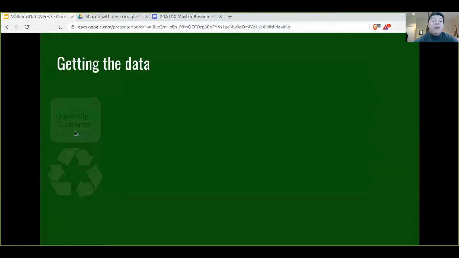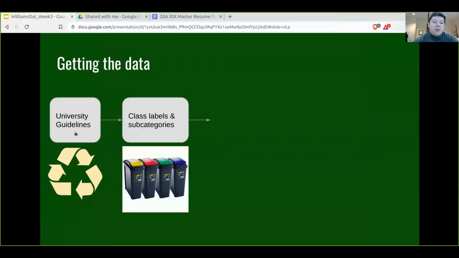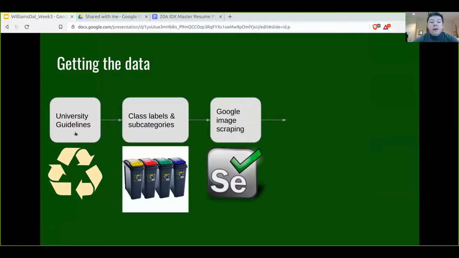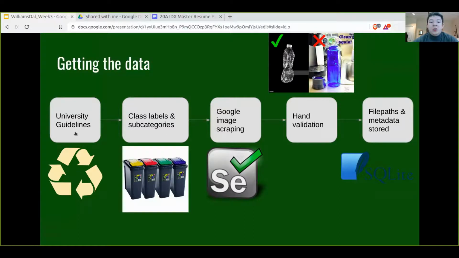To get to this point, university guidelines were obtained from their respective websites. Major classes, or streams, were then divided into subcategories. Google Images was scraped with subcategories as queries. The scraped images were hand-validated, removing noisy or incorrect images. The file paths of the valid images were then stored in a SQLite file with the relevant stream and subcategory. This resulted in 17,000 images belonging to 65 subclasses.